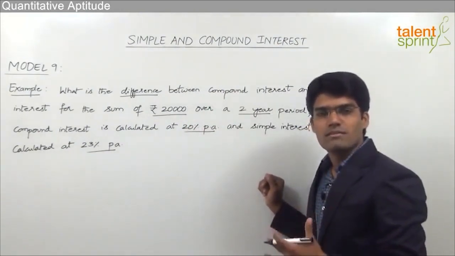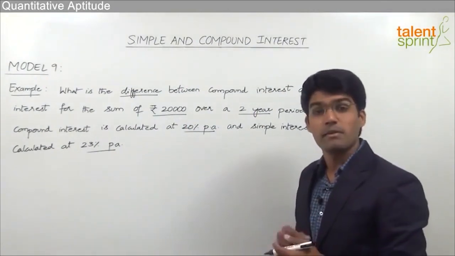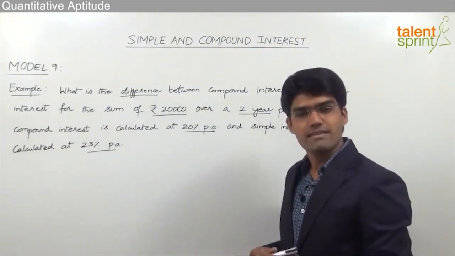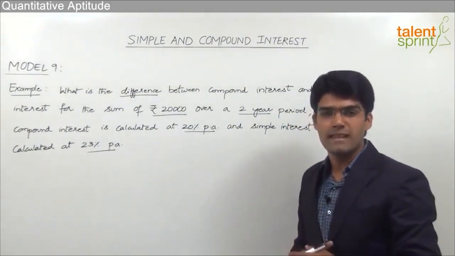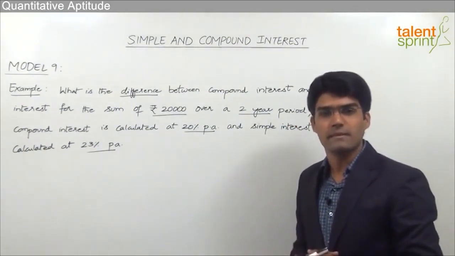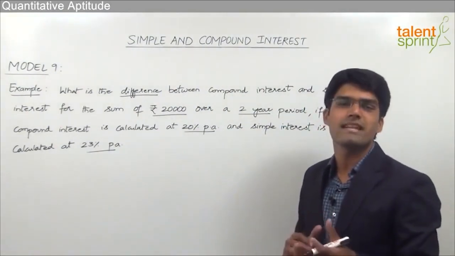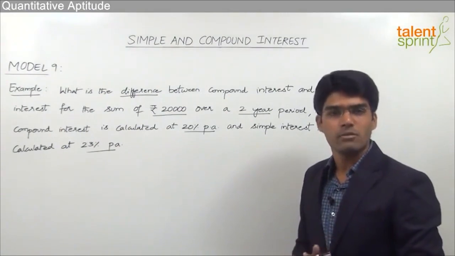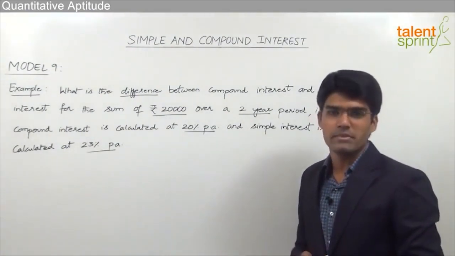Now to solve this question, we cannot use the formulae that we have discussed for difference between SI and CI. Why? Because those formulae that we have discussed in one of the earlier models are applicable only when the rate of interest is same for both CI as well as SI. As the rates of interest here are different, we need to calculate both CI and SI separately and then find out the required answer. But then doing the calculation is not a very lengthy procedure.